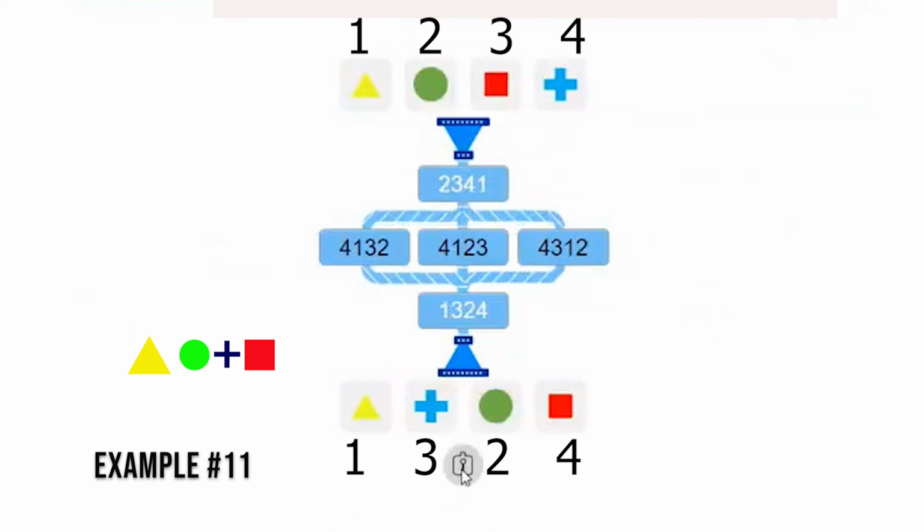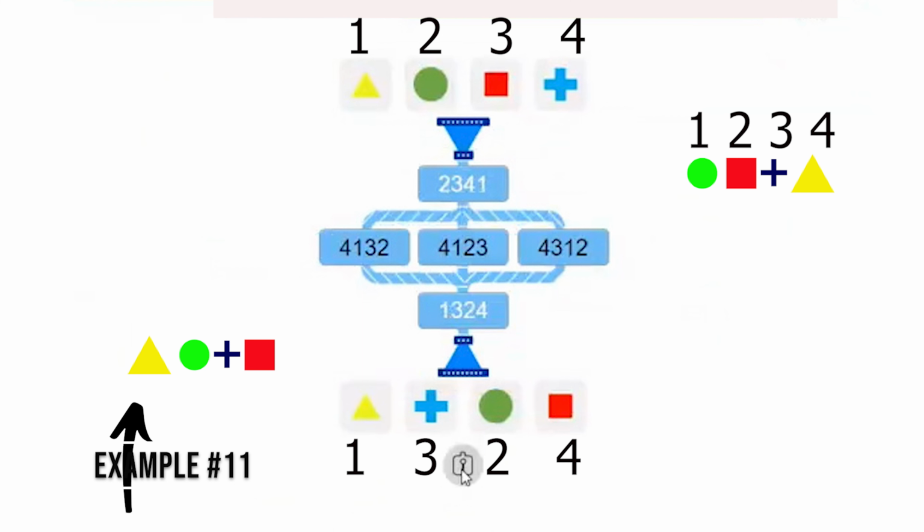So assign numeric numbers in the numeric order to the symbols. Triangle 1, circle 2, square 3, plus 4. Rearrange them based on the numbers in the first branch, which is 2, 3, 4, 1. So circle, square, plus, triangle. Assign them numbers again in the numeric order, 1, 2, 3, 4.